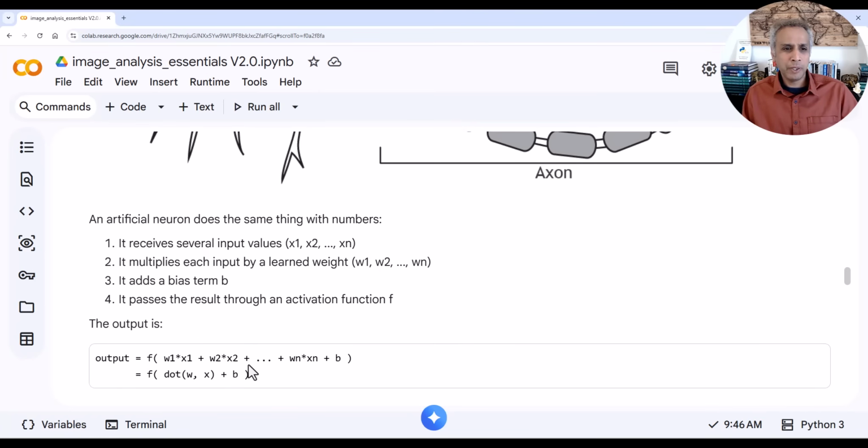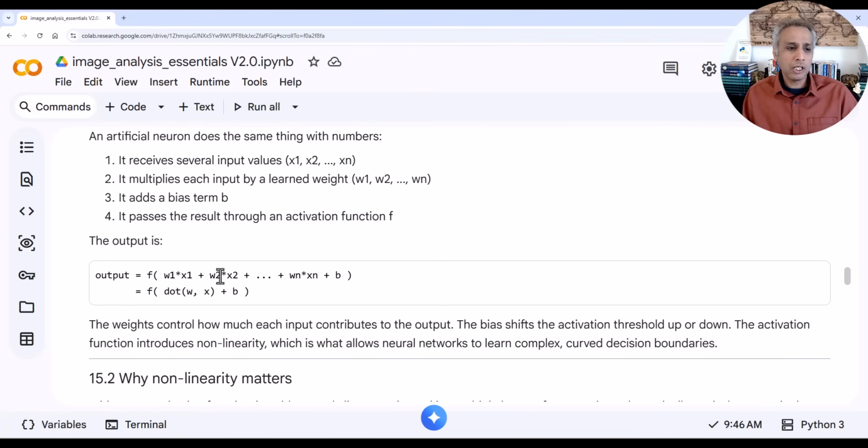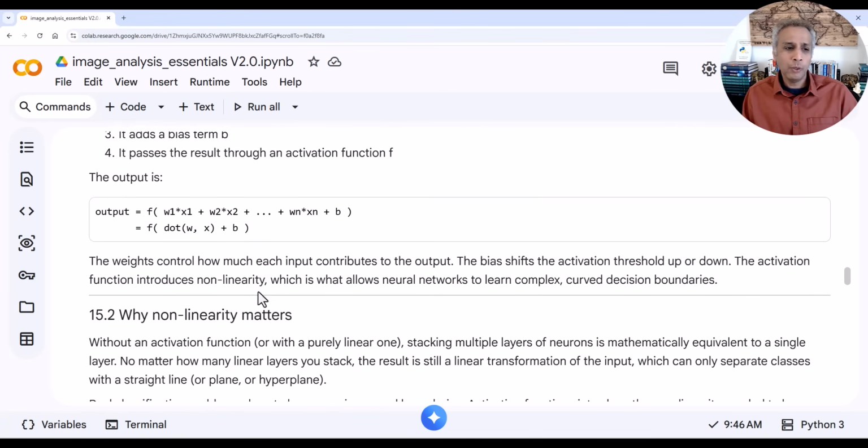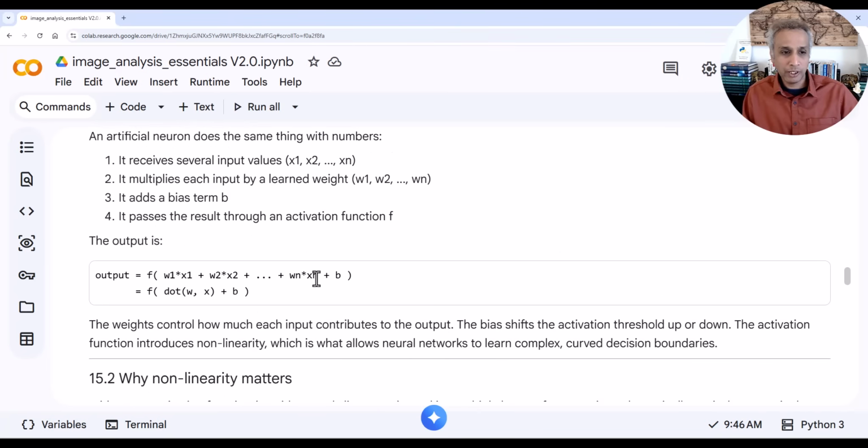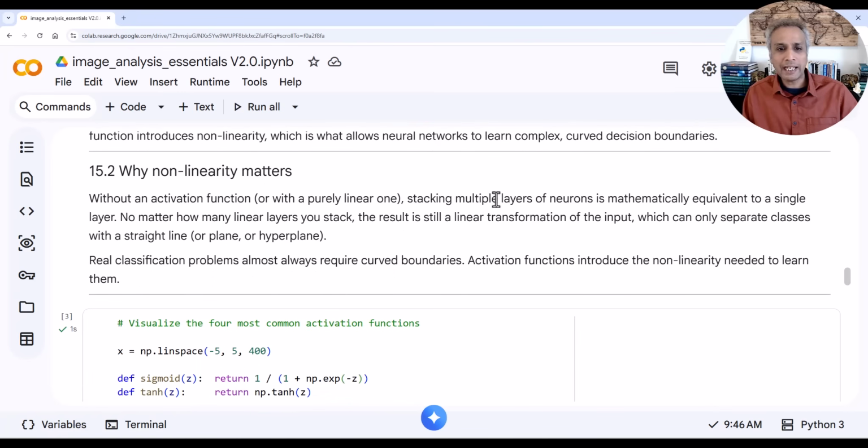But people say neural networks are nonlinear. They have to be nonlinear, otherwise just use linear regression. And where does that nonlinearity come in? Well, first of all, it comes from the activation function, which we'll discuss in a minute. But without this activation function, if you just use the pure linear equation like the one I showed up here, then stacking multiple layers of neurons is nothing but a single layer.